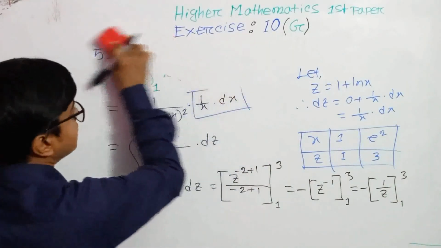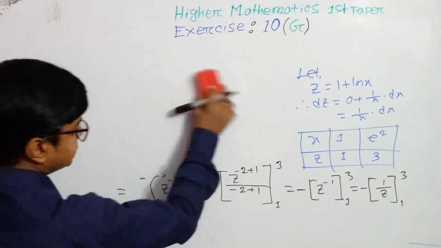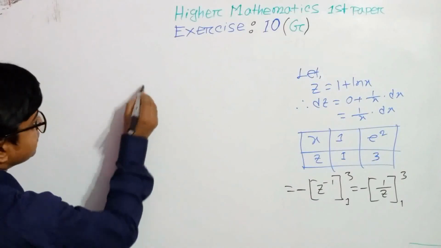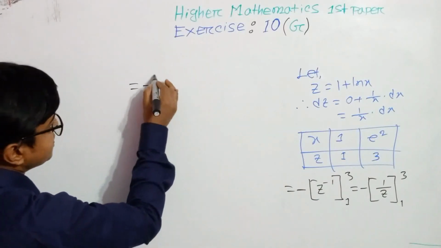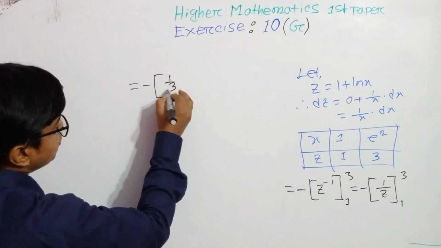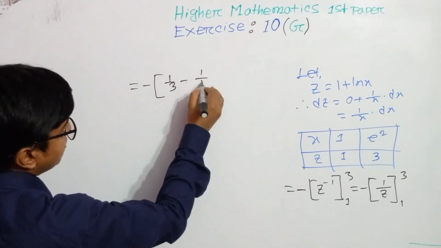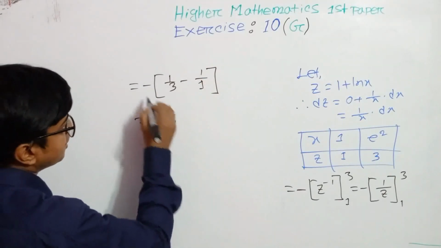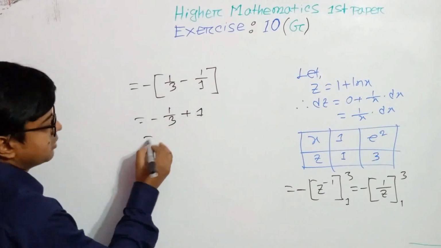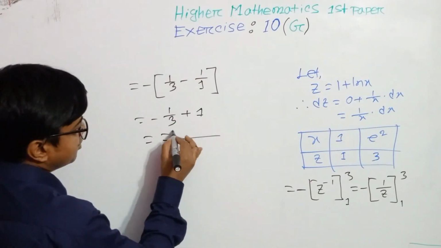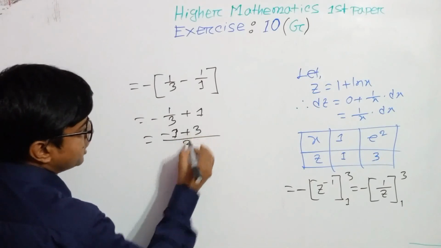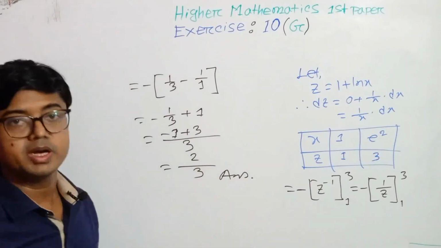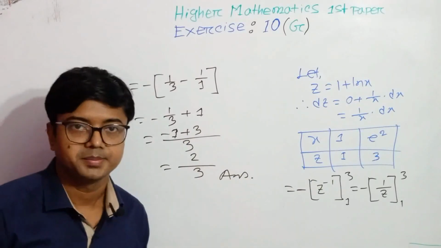Now after this line, here minus 1 by 3 minus 1 by 1. Okay, minus 1 by 3 plus 1. After calculation, it will be minus 1 plus 3 by 3. That means 2 by 3, which is the required answer of question number 51.